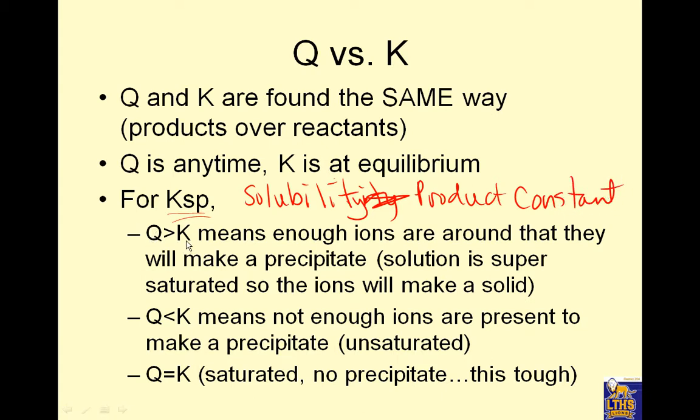Okay, so if Q is greater than KSP, then there's a lot of ions there. So they will make a precipitate. They'll find each other, and the concentration of ions will go down. So the solution must be supersaturated, and that means the ions will find each other and make a solid. Okay, and this is for KSP. If the Q is less than the KSP, that means there's not enough ions around to make a precipitate, meaning it's unsaturated. If Q is equal to K, it's saturated, no precipitate. This is tough to get a saturated solution because it's just that exact point where you can't add any more or else it'll precipitate out.